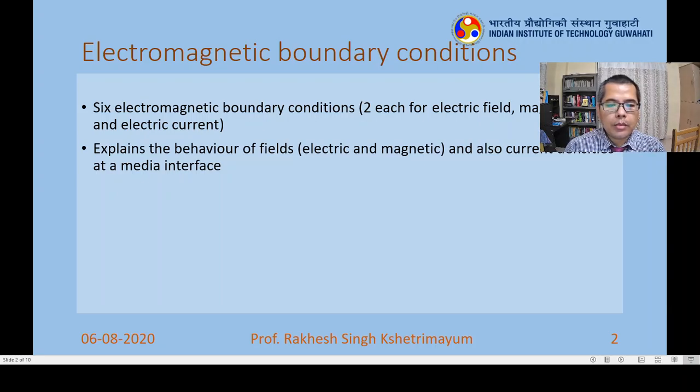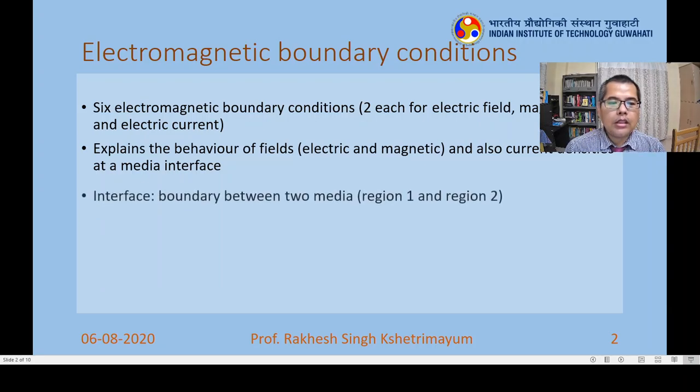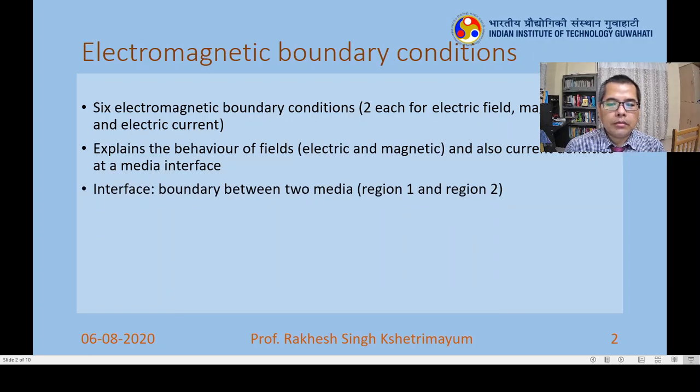So what is this media interface? This is basically the boundary between two media. Let's say you call medium 1 as region 1 and medium 2 as region 2. The boundary between those two regions is called the interface. So we want to find the behavior of fields at that boundary, which is also called the media interface.